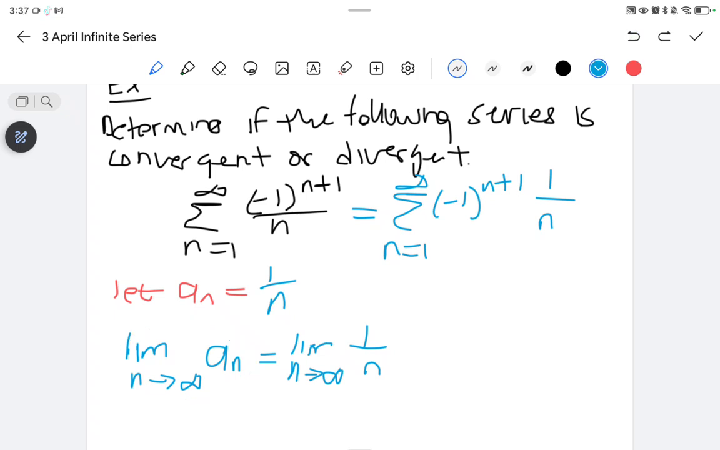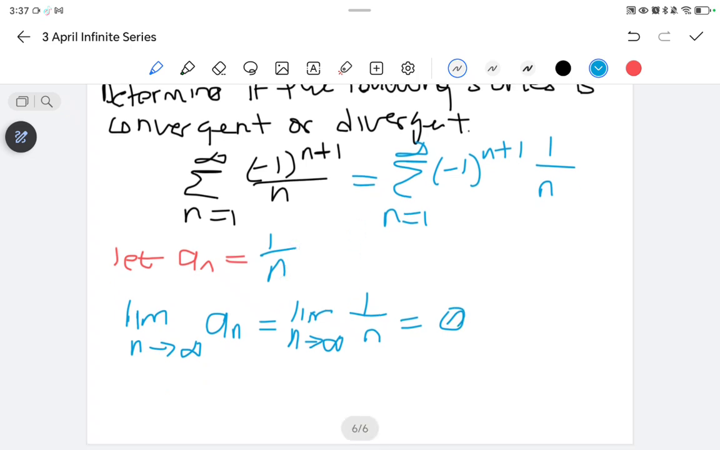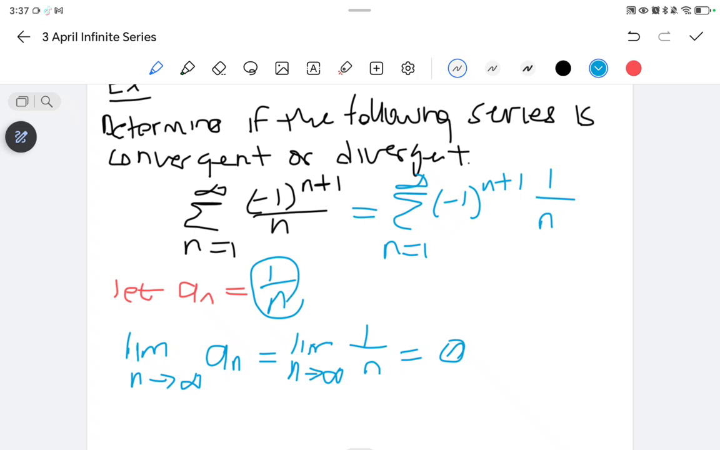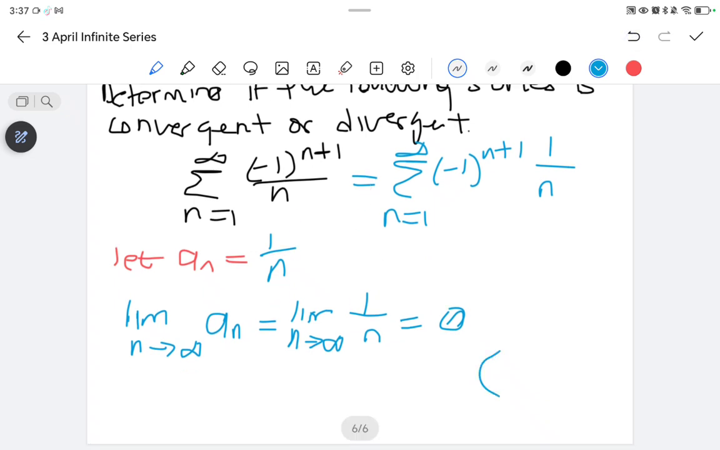So this would be 0. You see, right? Then we check whether b of n is greater than or equal to b of n plus 1. For that, we see that this is 1 over n, and a of n plus 1 would be 1 over n plus 1. So it means that we need to show that 1 over n is greater than 1 over n plus 1.